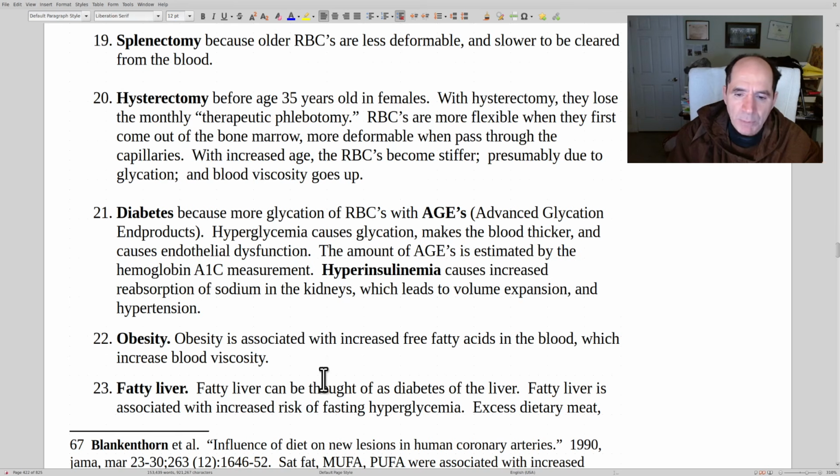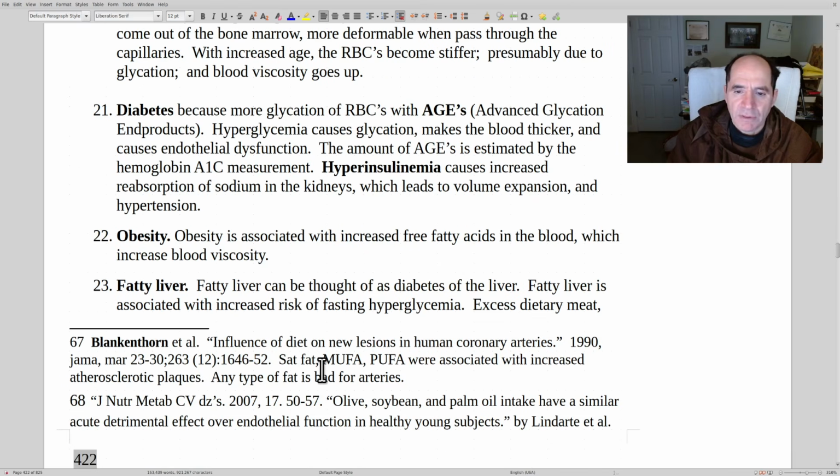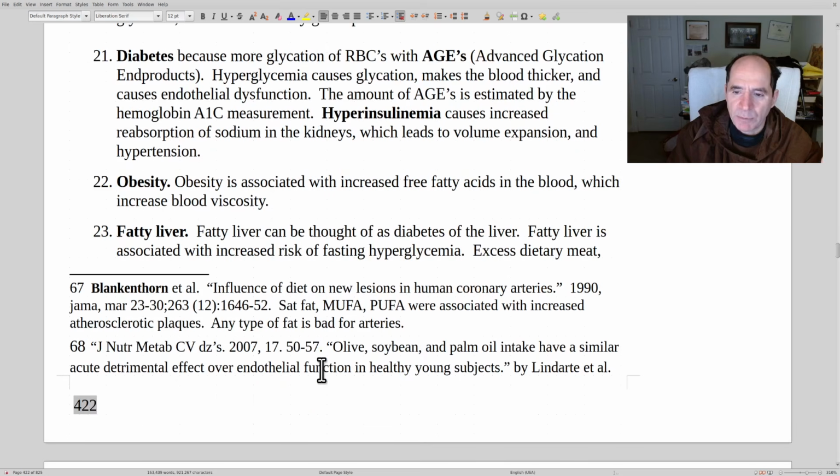Obesity is associated with increased free fatty acids in the blood. You start getting a spillover effect where they start leaking fat into the blood. Fatty liver can be thought of as diabetes of the liver, with increased risk of fasting hyperglycemia. Okay, this was a good paper, number 67 in the footnote.